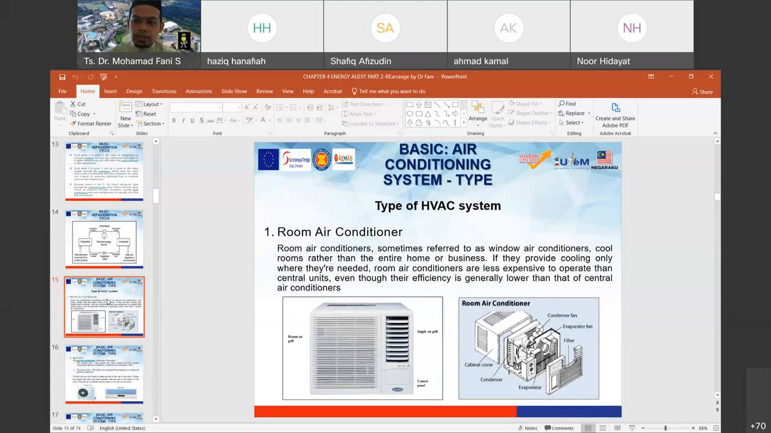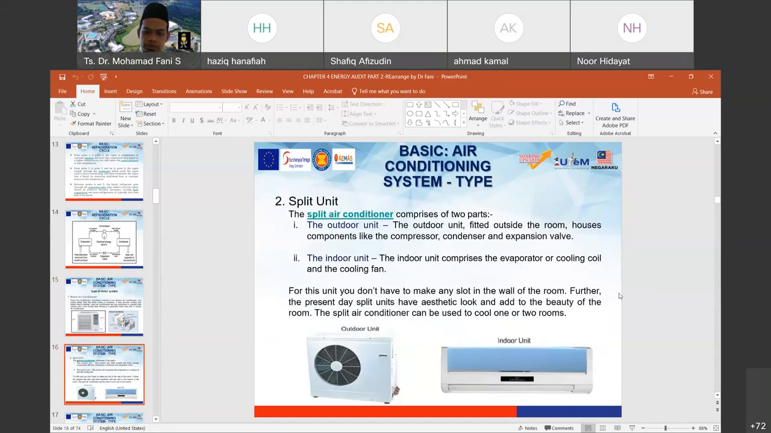Okay, let's move to the next slide, which is the basics of air conditioning systems, the types of AC, HVAC, room air. So this one is room air conditioning. We have the split unit. This one is the old type of aircon, and currently we have this split unit. It is comprised of two parts: the outdoor unit and the indoor unit. Basically, the outdoor unit is fitted outside the room, with components like the compressor, condenser and expansion valve.